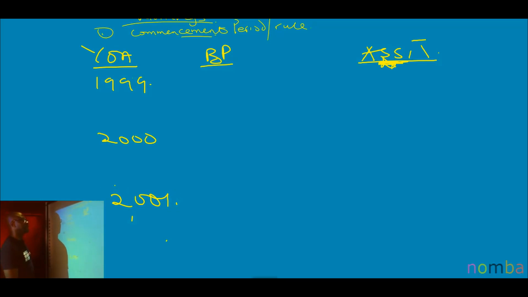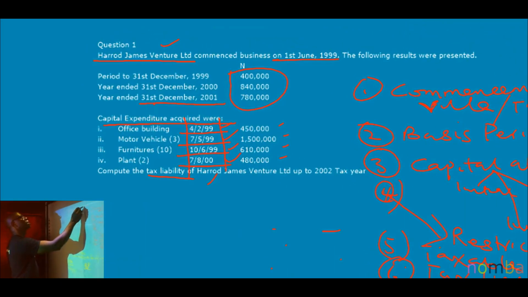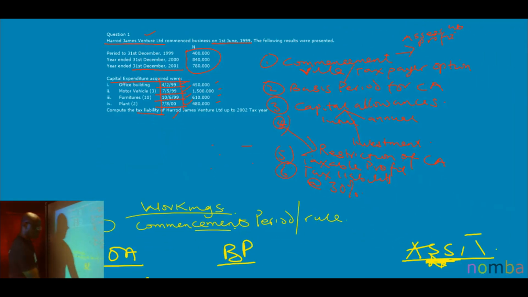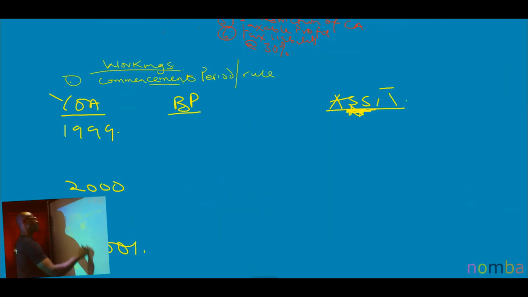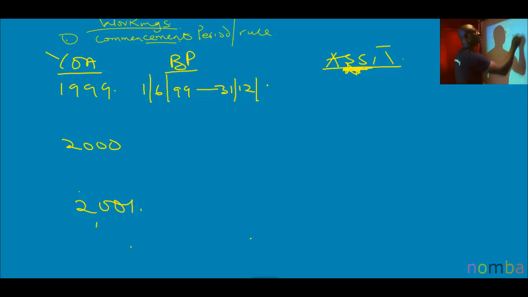For the first year, it shall be from the day the business started or commenced. I've already mentioned it here: 1st June, 1999. That means it's going to start from 1st June, 99. Commencement rule for the first year, it shall be from the day the business started to the end of that year, 31st December, 99.